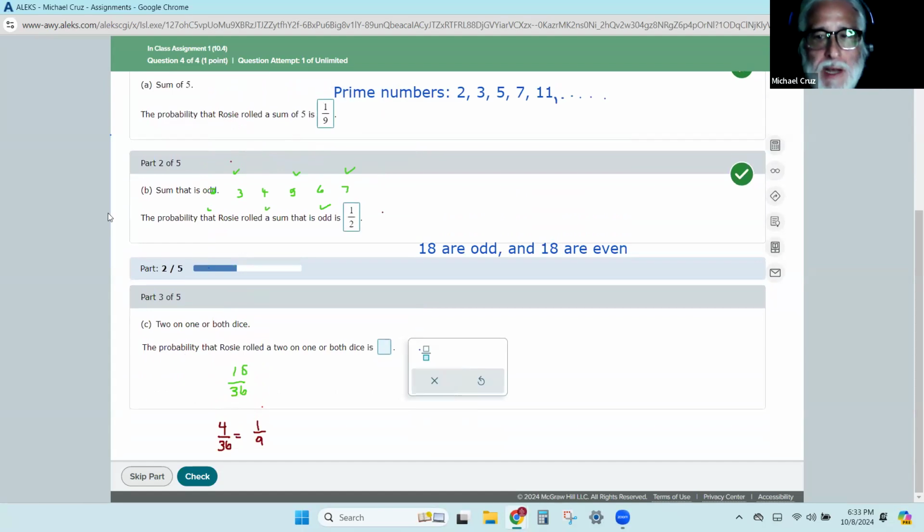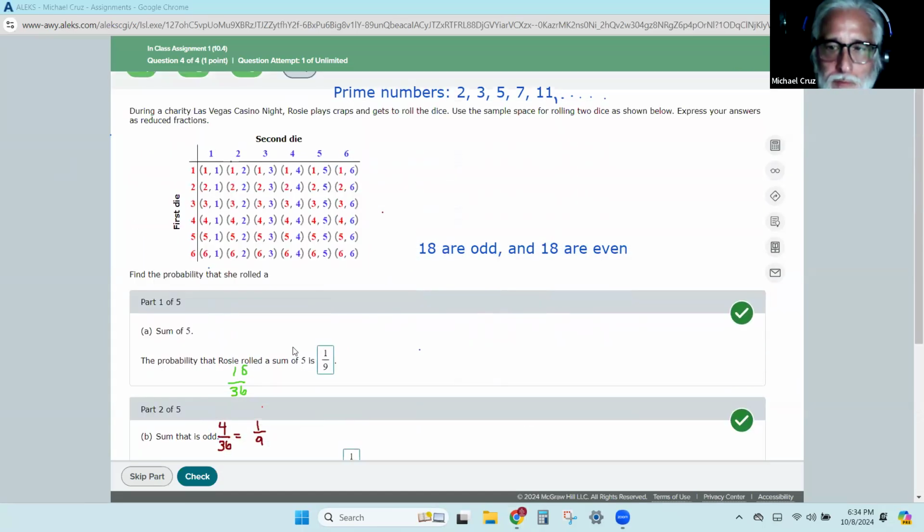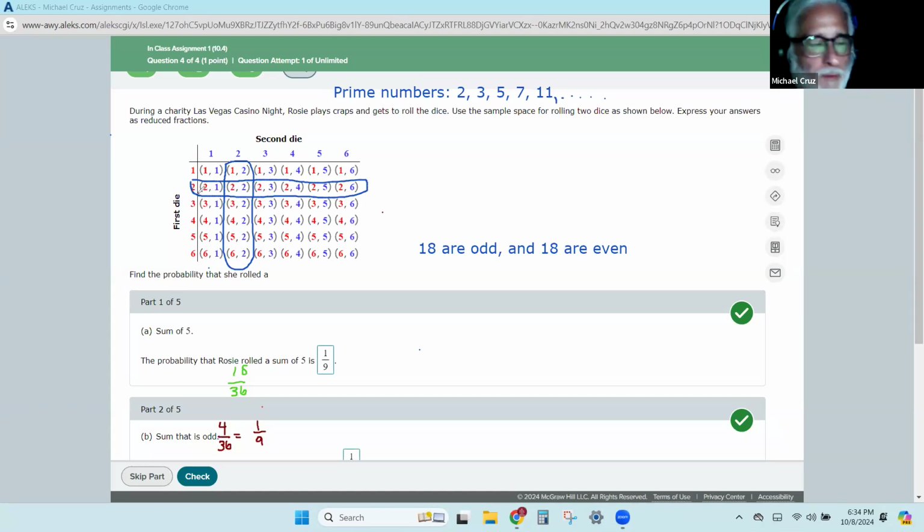Two on one or both dice. That's not a sum, so we don't need to. We just need to go up and find dice with 2 on them. Well, look at here. These got 2 on them. All of those have a 2 in the second or the blue die. These right here all have a 2 on the first or the red die. This one is the both. That's your intersection right there.